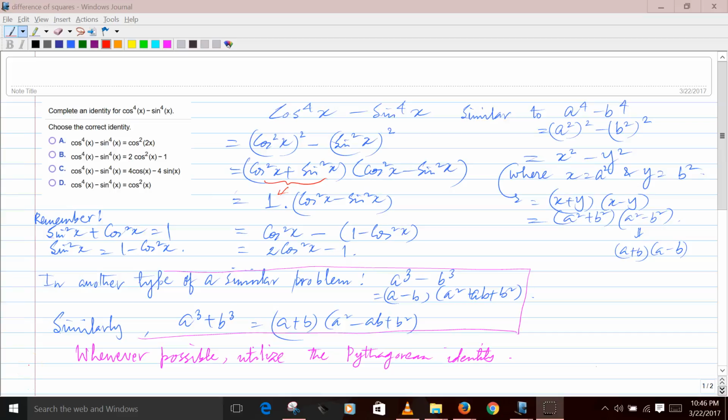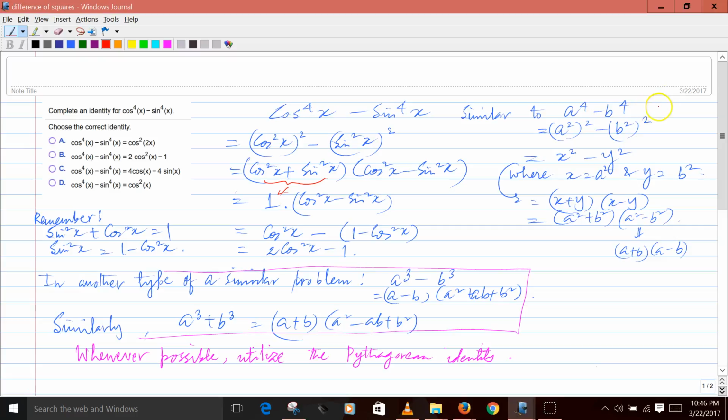Hi, I'm going to show you how you can simplify a trig expression, cosine to the power 4x minus sine to the power 4x. Anytime you are working on simplification of a trig expression, you do need to think about algebraic expression. In this particular case, it is a to the power 4 minus b to the power 4, similar to that one, right? So you can imagine this one as your difference of squares.